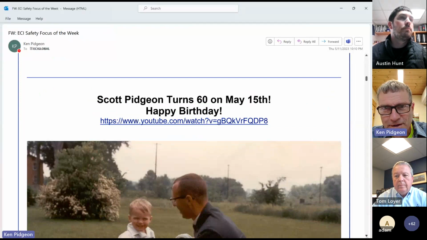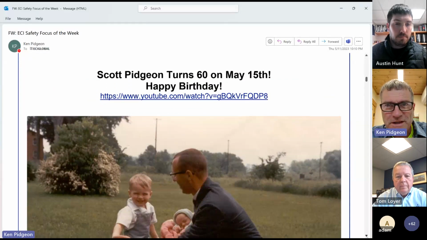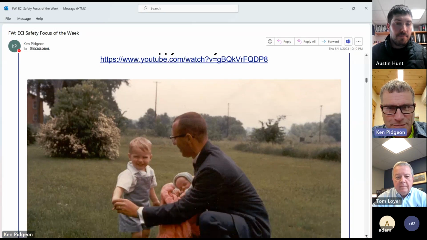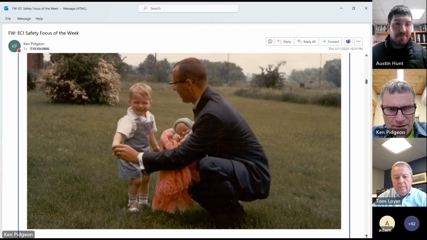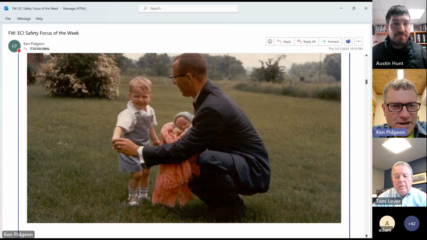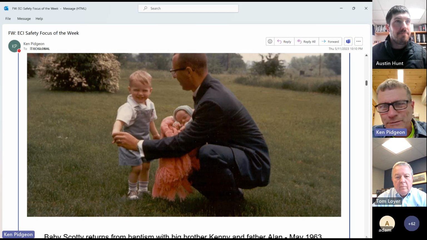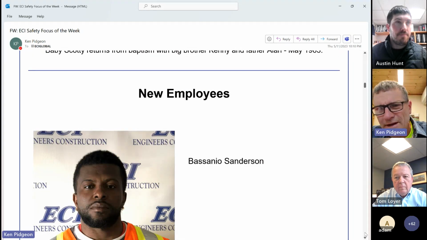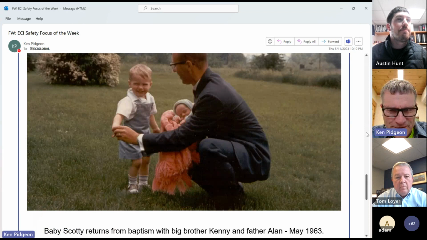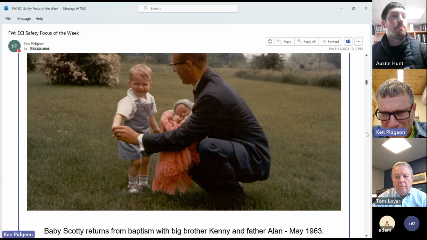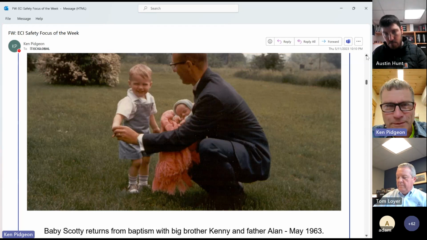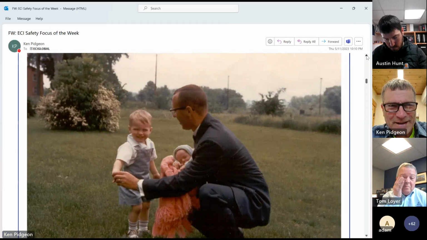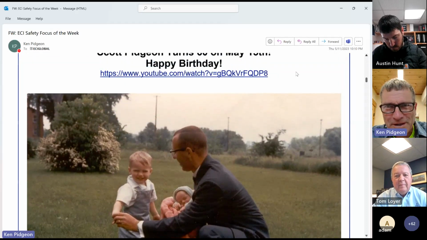So happy birthday to Scotty. He turns 60 on May 15th. That's Monday. And this picture is from baby Scotty when he returned from his baptism. Whoops. Jumped ahead on me there. Baby Scotty returns from his baptism with big brother Kenny and Father Alan. May in 1963. Wow. 1963. We're old, aren't we?